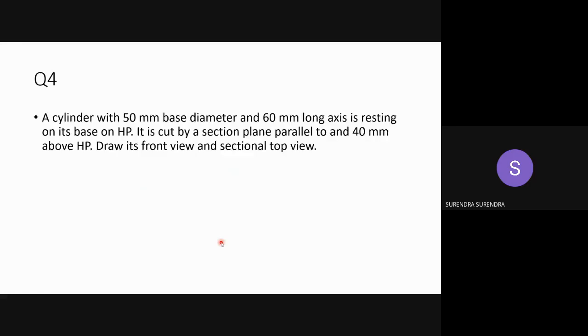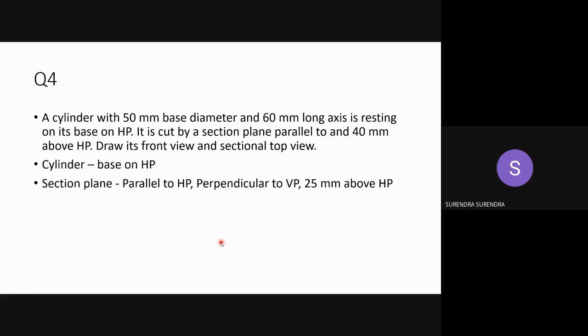So next, cylinder. Cylinder with 50 mm base diameter and axis 60 mm long is resting on its base on HP. If you observe, in these 4 problems there is almost the same similarity, only the shape of the object is varying. Section plane and the remaining process, everything is the same. Only the shape of the component is varying. So as I want to introduce the concept in a day, I'm discussing these 4 basic problems with the similarity.